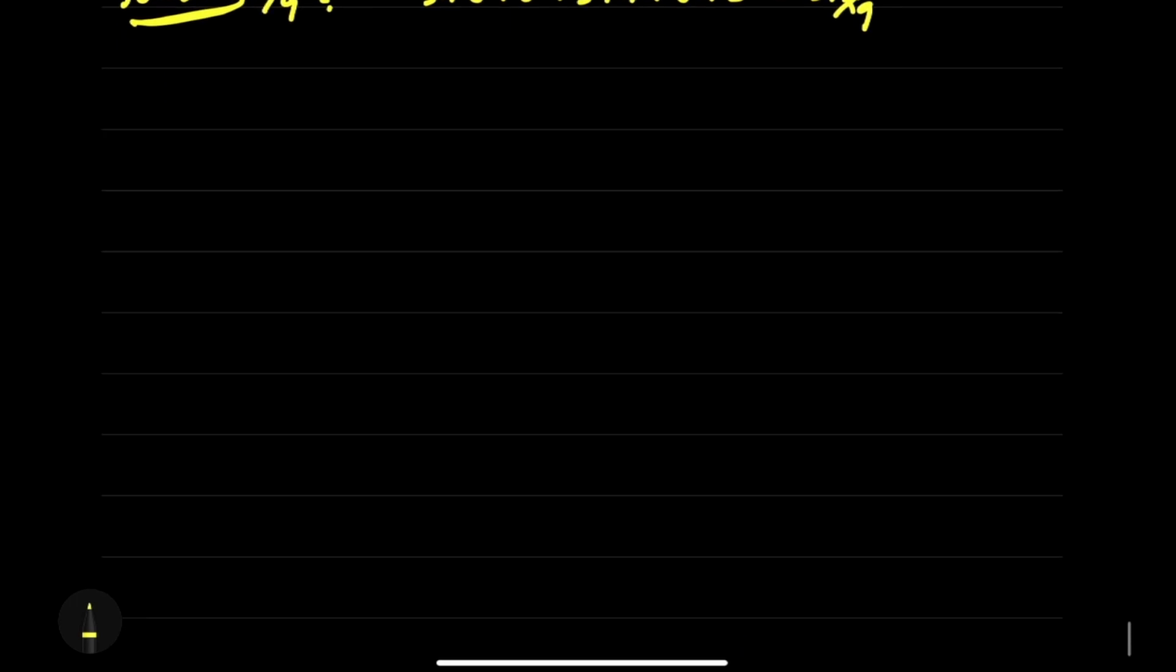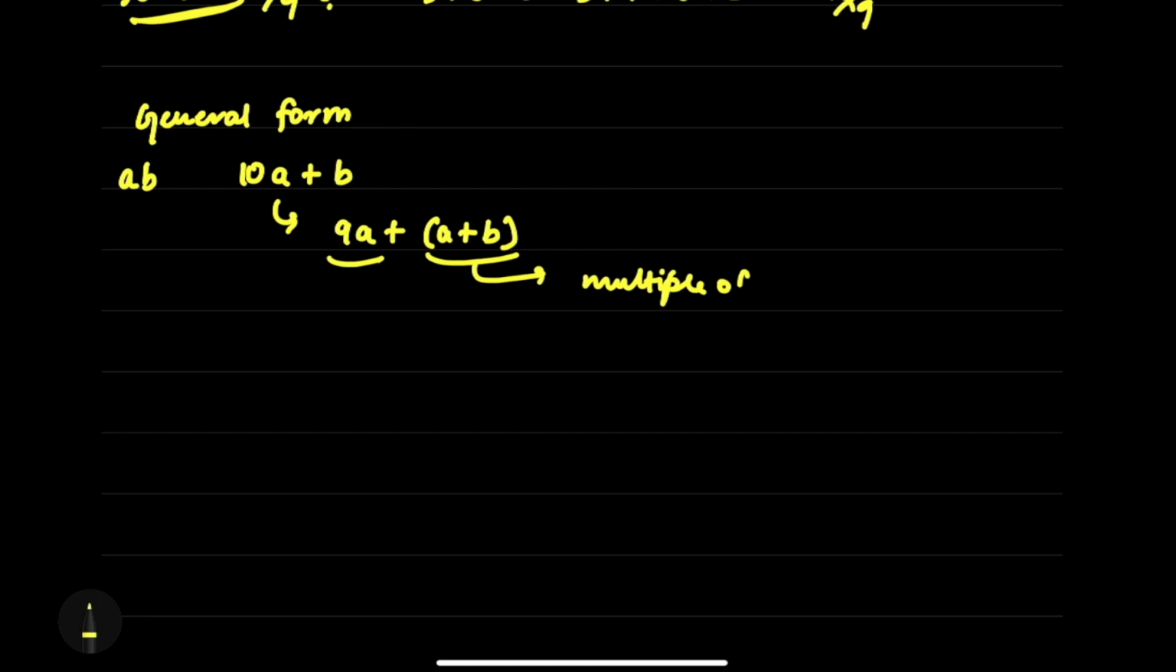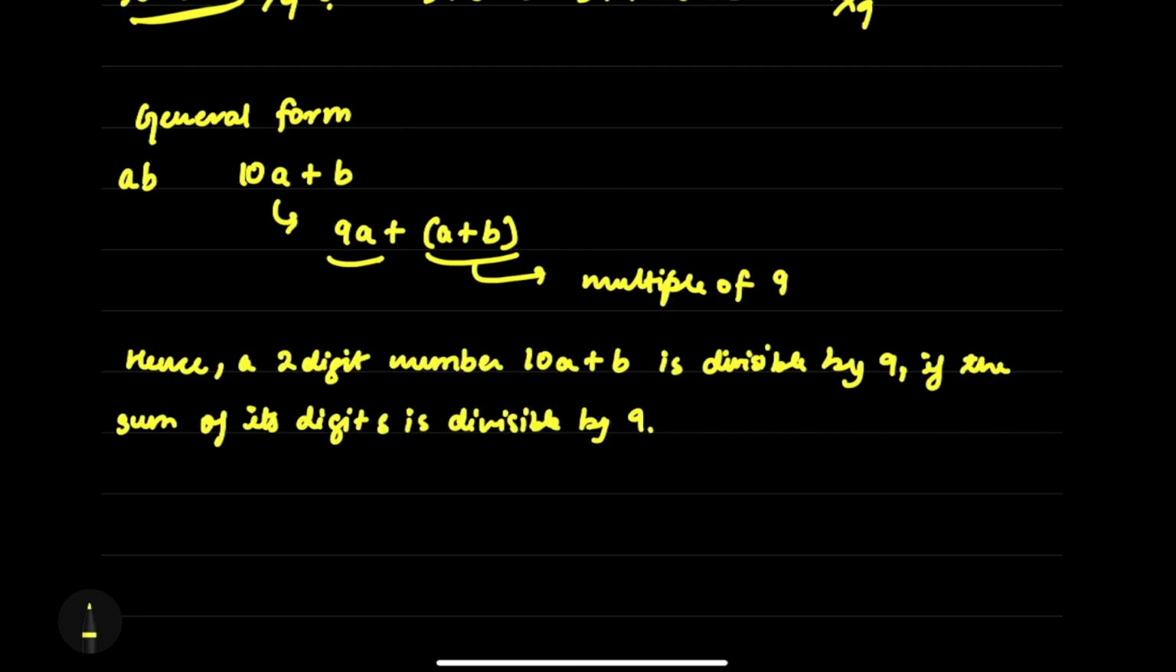And if we have to write this in a general form, for a two-digit number AB, we have 10A plus B. Let's write it again as 9A plus A plus B. So 9A is divisible by 9. So we need to make sure that A plus B is divisible by 9. It should be a multiple of 9. So hence, a two-digit number 10A plus B is divisible by 9 if the sum of its digits is divisible by 9.